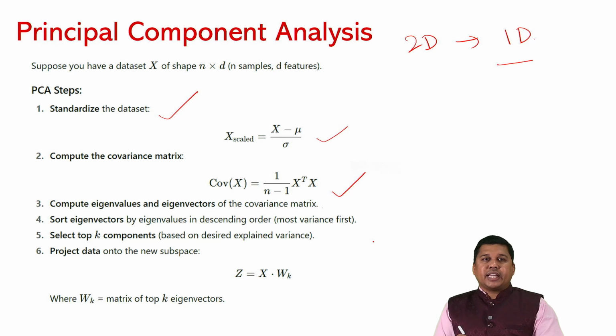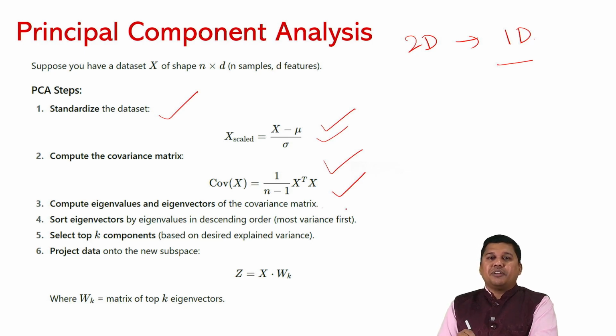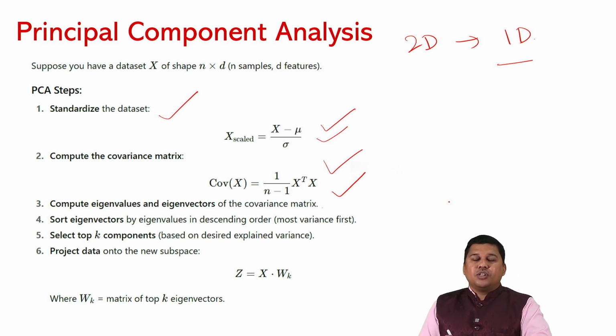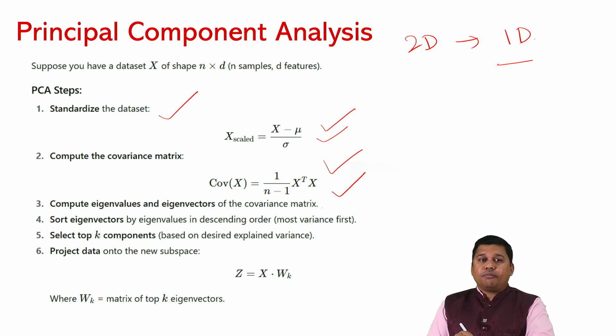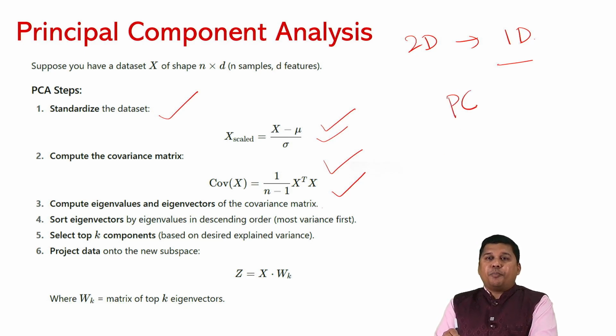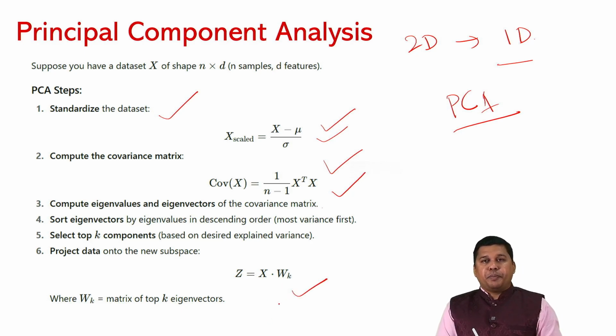If you see the procedure once again, given the data set X of n cross d dimension, we standardize the data and find the covariance matrix. For that covariance matrix, you find the eigenvalues, then the eigenvectors. Sort the eigenvectors in decreasing order. Whichever has the highest eigenvalue will be on top, the first one. To find the first principal component, you take the first eigenvector and then project onto the new space. With this you can calculate the PCA.